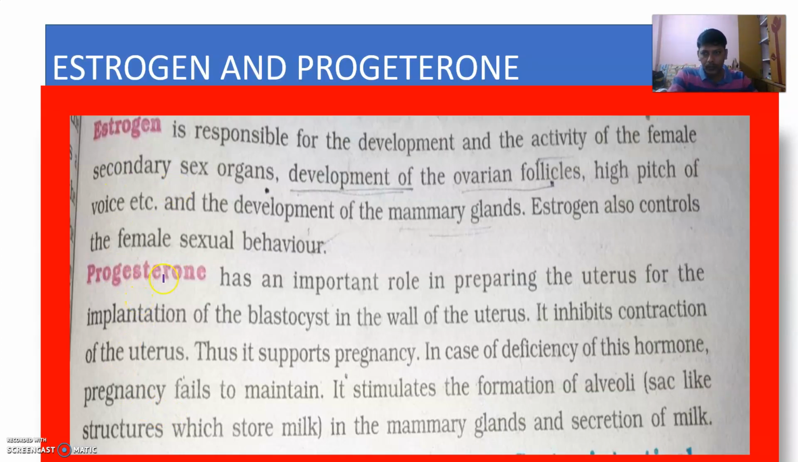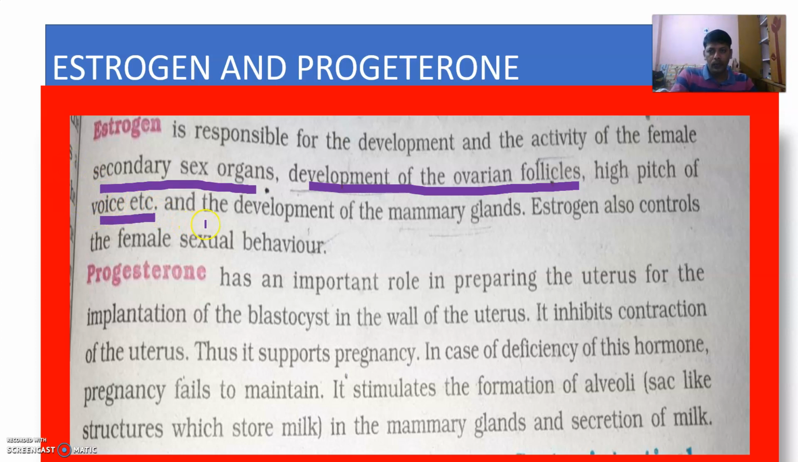Functions of estrogen and progesterone. Estrogen is responsible for the development and activity of the female secondary sex organs, development of ovarian follicles, high pitch voice in females, and the development of mammary glands. Estrogen also controls female sexual behavior.